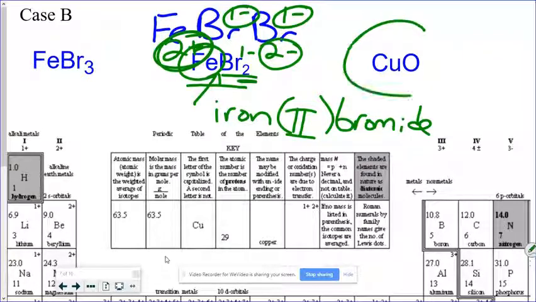Why don't you try this problem? Pause the video, try that problem, and I'll go over it next.